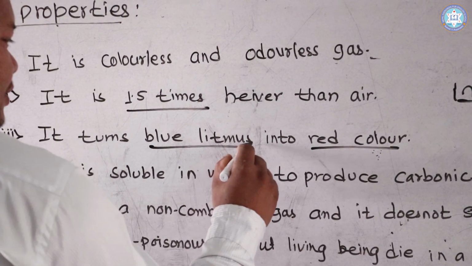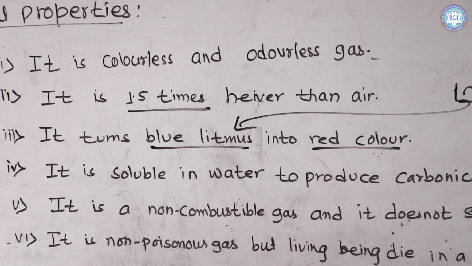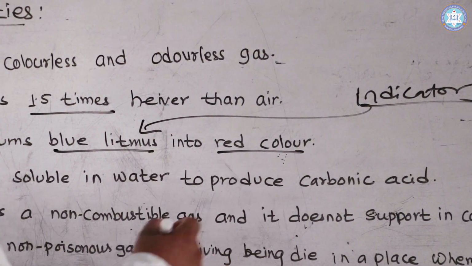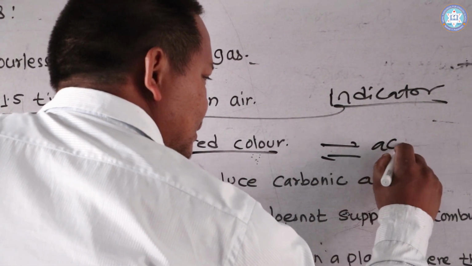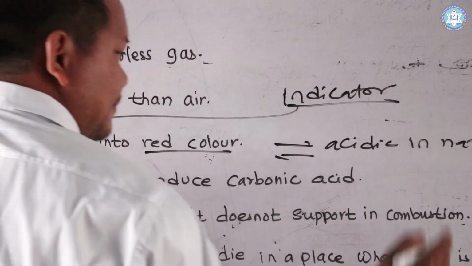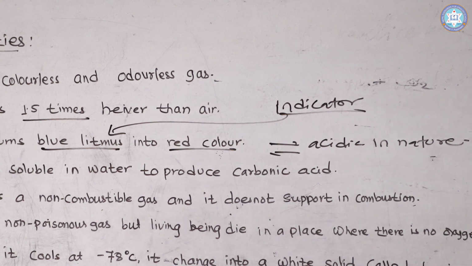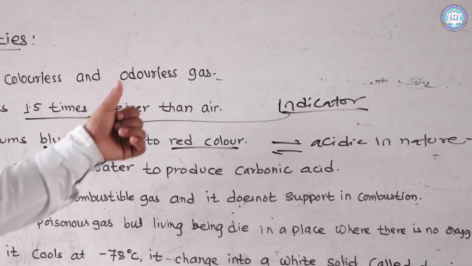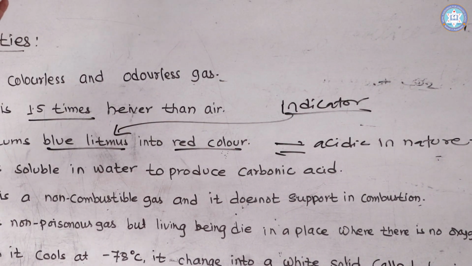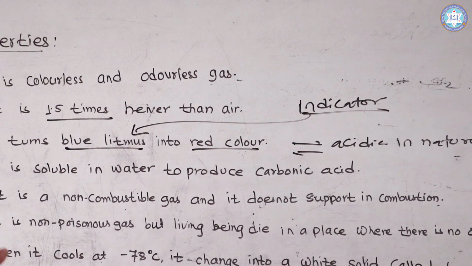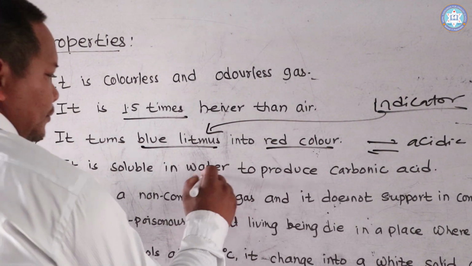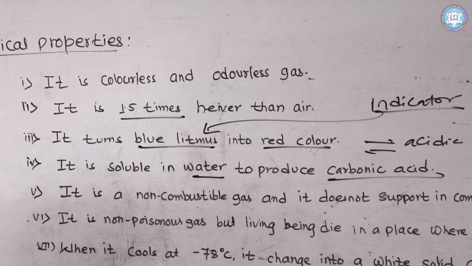Litmus is an indicator. ओके यो इन्डिकेटर हो, यसले ब्लू लिटमसलाई रेड कलरमा चेन्ज गर्छ, that means we can say this is acidic in nature. विद्यार्थी भाइहरुलाई थाहा छ नि, एसिडले के गर्छ त? ब्लू लिटमसलाई रेडमा चेन्ज गर्छ। This is the acidic character of carbon dioxide gas. It is soluble in water and produces carbonic acid.